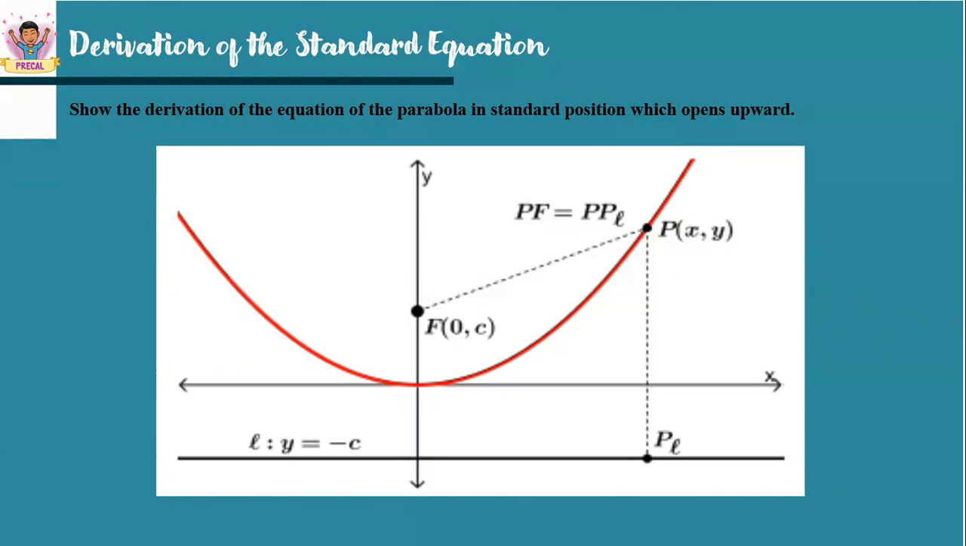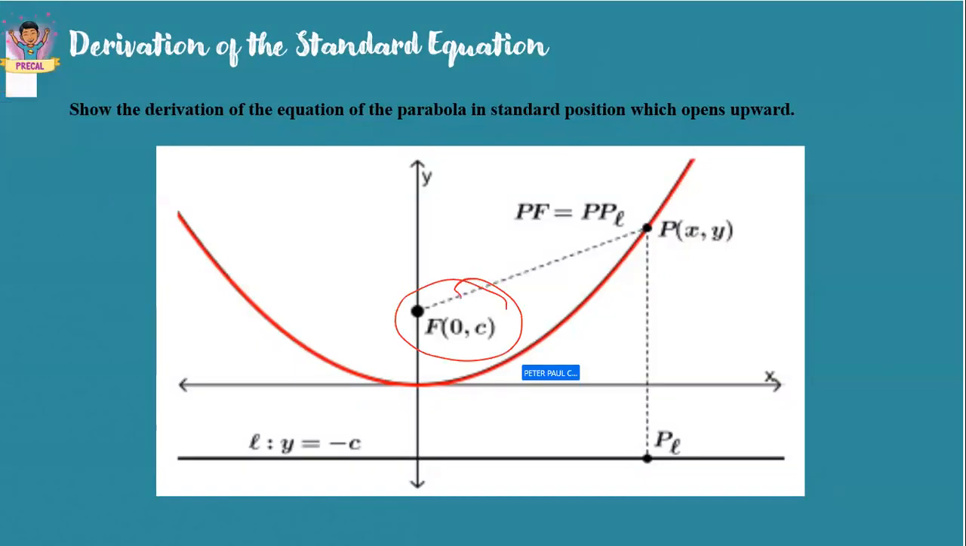Notice that we have the curved line that represents the parabola which opens upward. This curve. And then we have the equation of the directrix, y is equal to negative c, since if the parabola opens upward, then the equation of the line is y is equal to negative c. We also have the fixed point represented by F at (0, c).